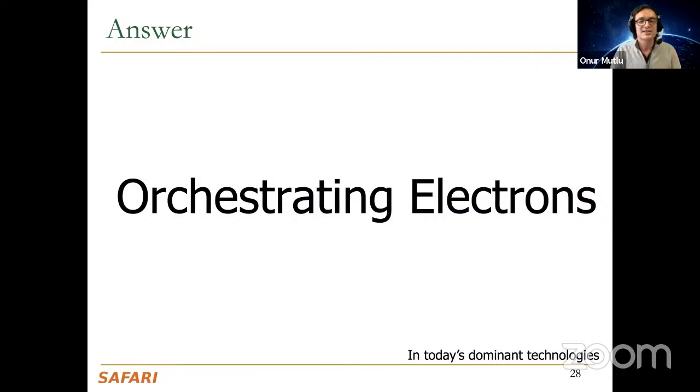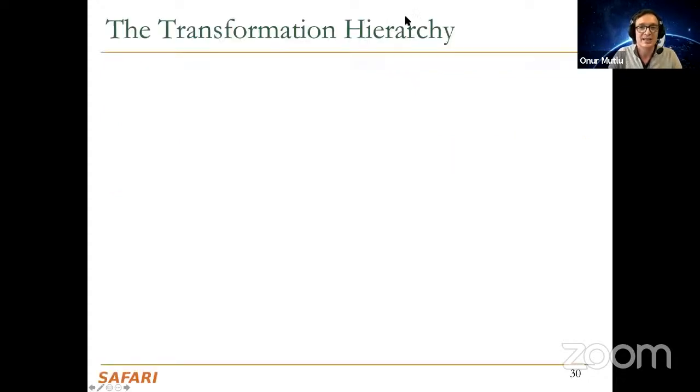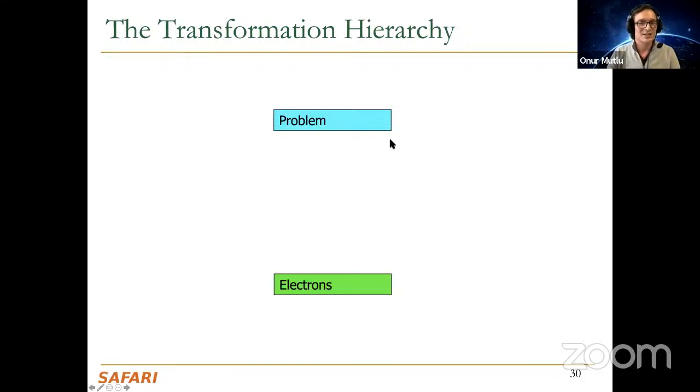And the high level answer is by orchestrating electrons. At least in today's dominant technologies, computers orchestrate electrons and enable electrons to do the things that will lead to the solutions of the problems. Okay, so how do problems get solved by electrons? That leads us to the transformation hierarchy over here, which is basically we start with a problem and we need electrons to solve this problem.